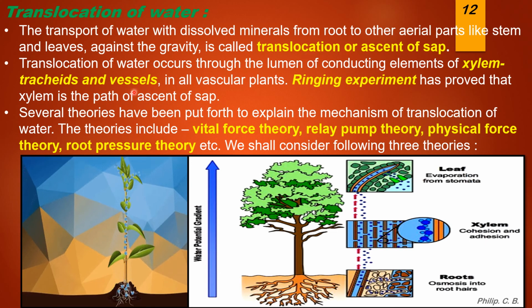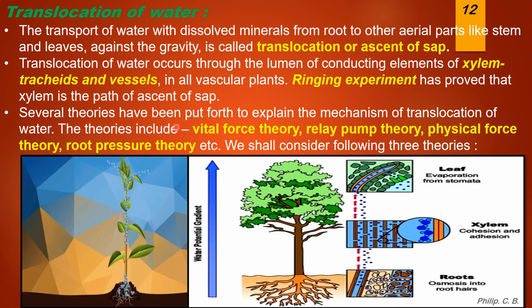Translocation of water occurs through the lumen of conducting elements of xylem, tracheids and vessels in all vascular plants. So this is a system taking place in all the vascular plants where the xylem and the xylem components, tracheids and vessels are present. Ringing experiment has proved that xylem is a path of ascent of sap. So the experiment which is carried out, called the ringing experiment, proved that the xylem conducts the ascent of sap, or it is a pathway.